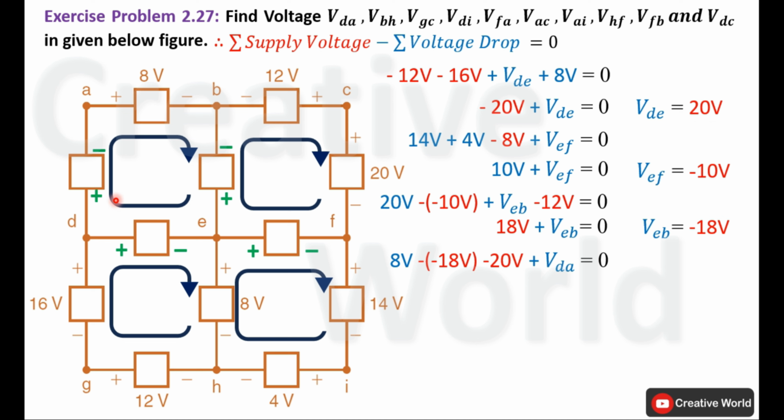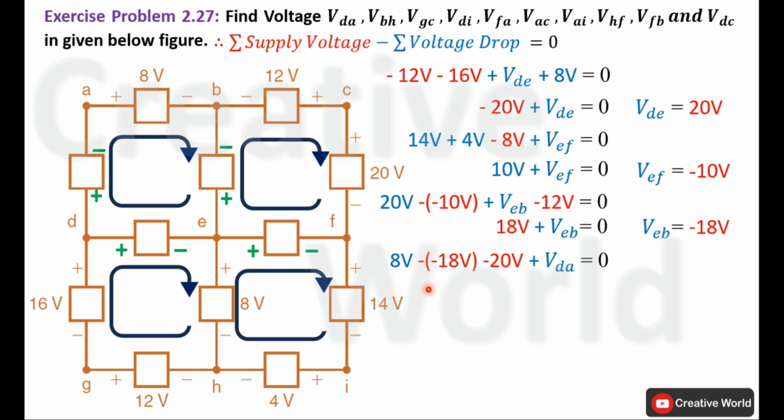Move to next element. Voltage across this element is unknown and this voltage will be labeled as VDA because D is on higher potential and A is on lower potential. So VDA will be taken with positive sign because current entering terminal is positive. Now solve this equation to calculate the value of VDA.